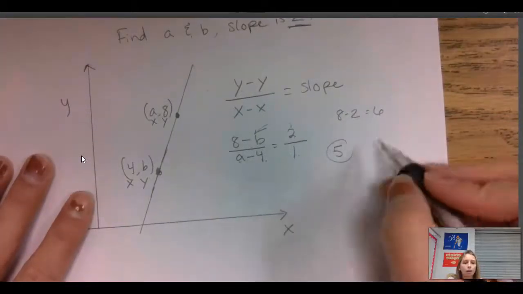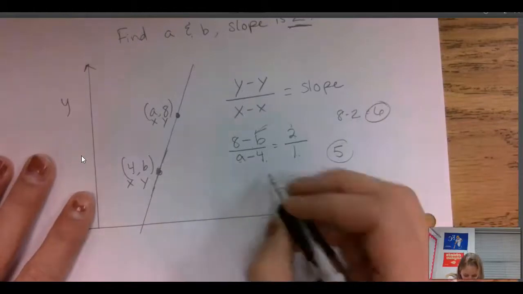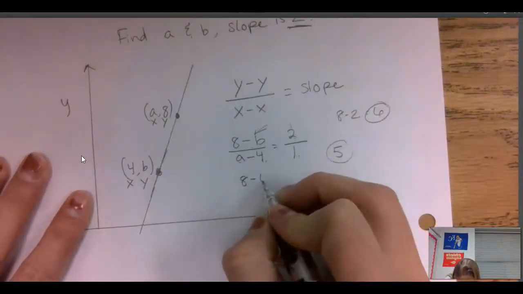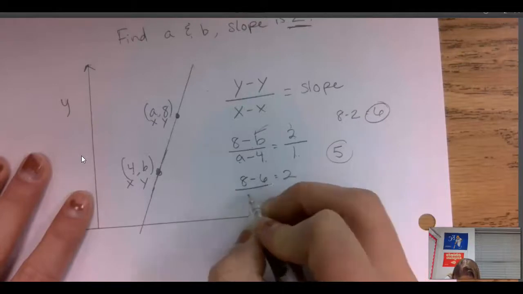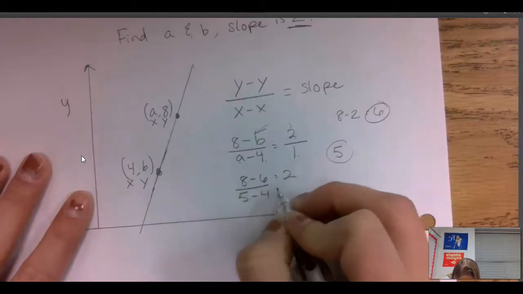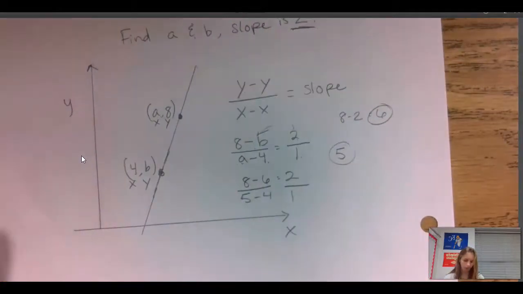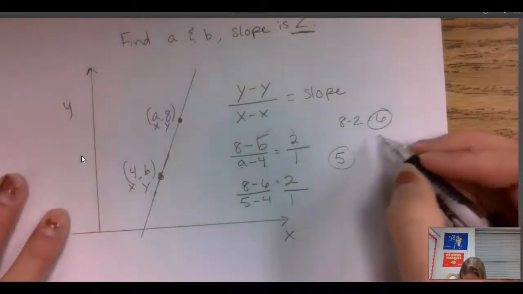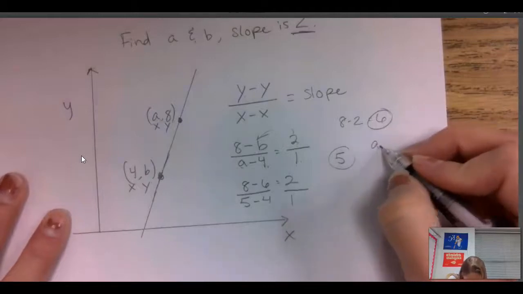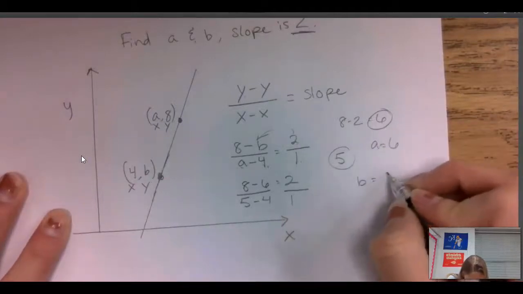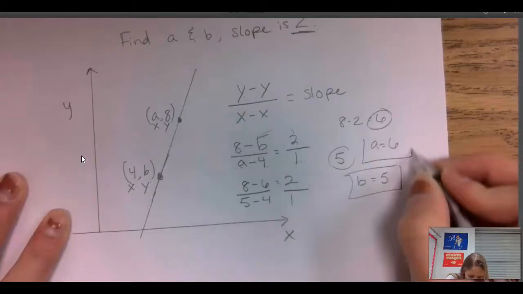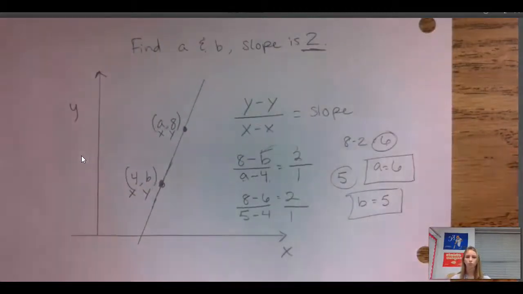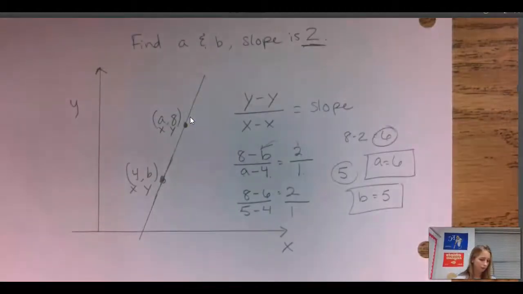So I'm going to plug in 6 and 5 there. So 8 minus 6 equals 2, and 5 minus 4 equals 1. Now, is that a true statement? Yes. So, my A value is 6, and my B value is 5. So that is how you would do a problem with missing variables. Now what we're going to do is go over the cooldowns.